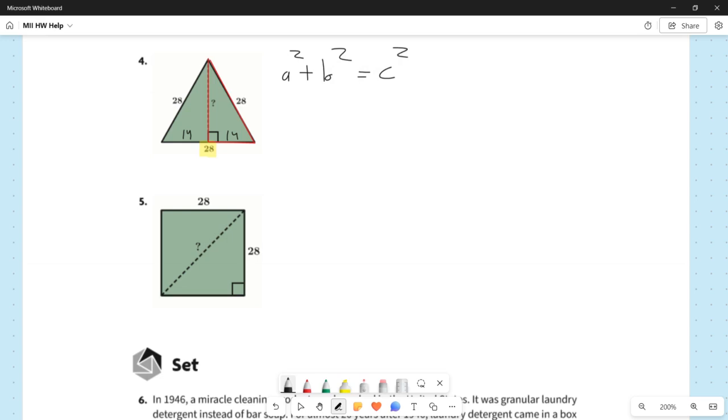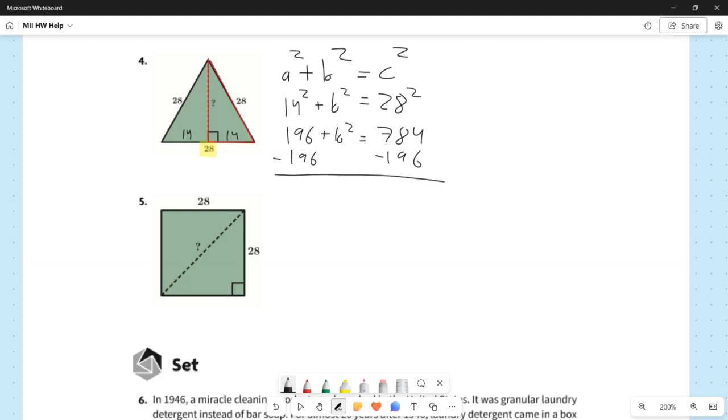Now, looking at the triangle in red, we know our hypotenuse is 28. We also know that one of the legs is 14. We don't know the other leg. I'll continue to use b in this case. So 14 squared is 196. b squared is going to stay just where it is. 28 squared is 784. If we subtract 196 from both sides, I'll continue over here on the right, we end up getting b squared equals 784 minus 196 is 588.